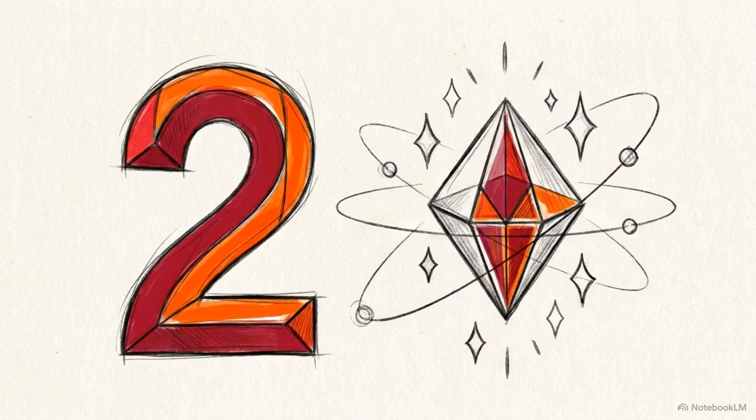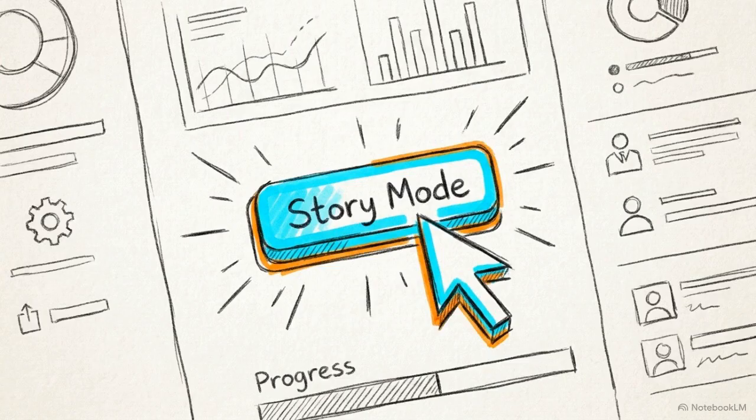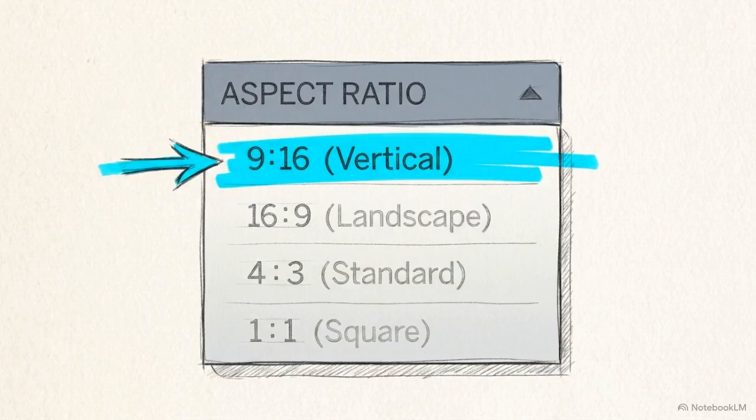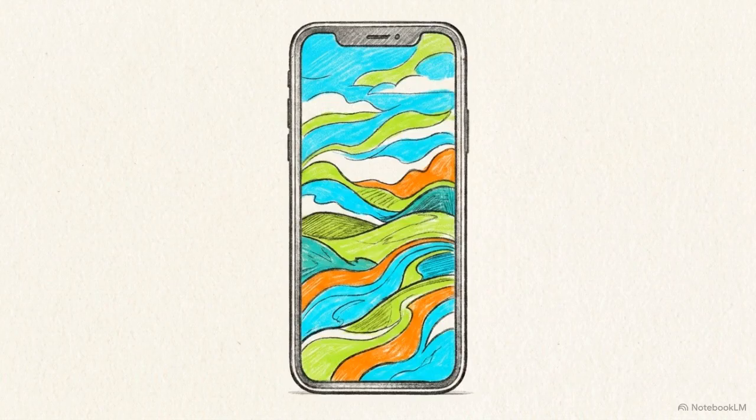Step 2 is the visual generation. We're using an AI tool called Agent Opus. Navigate straight to the Story Mode button on the dashboard to start a new project. In the Settings menu, set the aspect ratio strictly to 9:16. This ensures the output fills a vertical mobile screen without black bars.